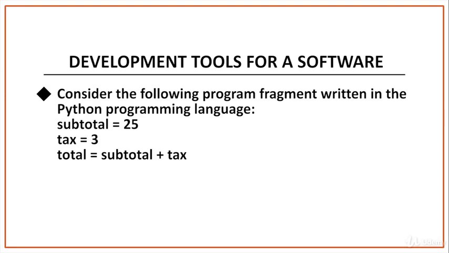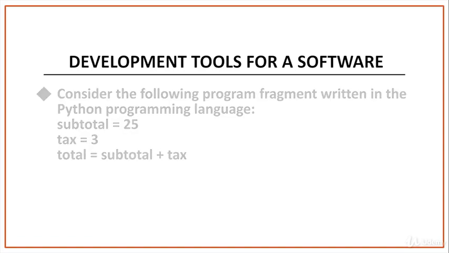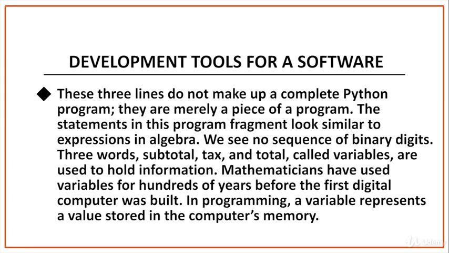Subtotal equals 25, tax equals 3, total equals subtotal plus tax. These 3 lines don't make up a complete Python program. They're just a piece of the program. The statements in this program fragment look similar to expressions in algebra. We see no sequence of binary digits. 3 words, subtotal, tax, and total, called variables, are used to hold information.